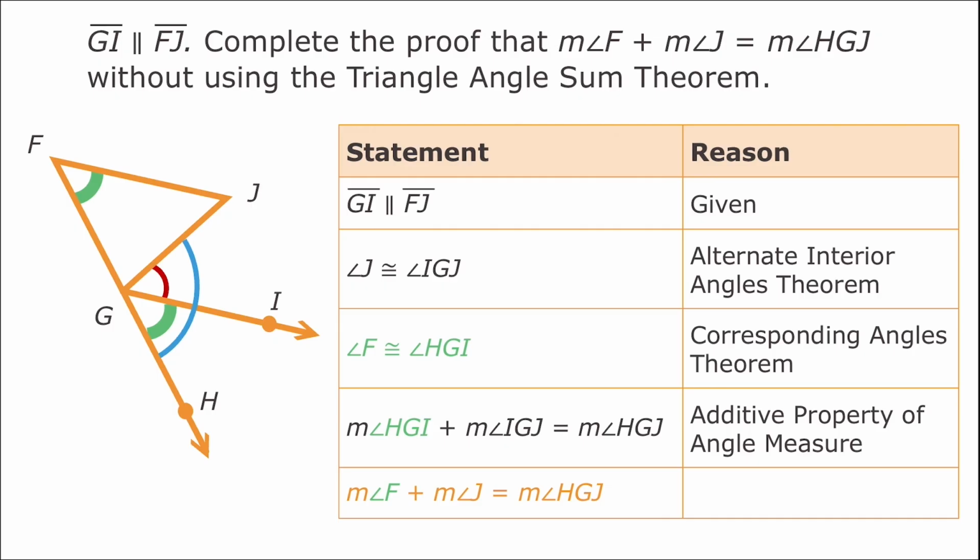Similarly, we know that angle J and angle IGJ are congruent, so we substituted in the measure of angle J for the measure of angle IGJ. So the reason for this final statement is substitution. Great! We showed that the exterior angle in this triangle is equal to the sum of the two interior angles opposite from it, and we didn't use the Triangle Angle Sum Theorem.